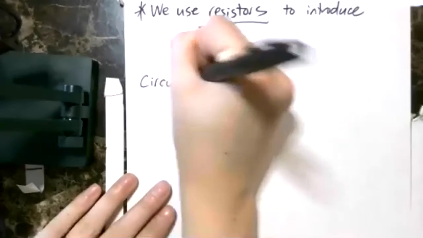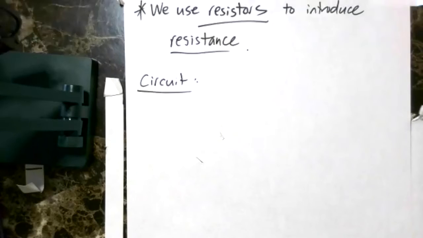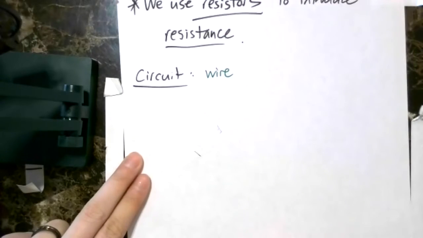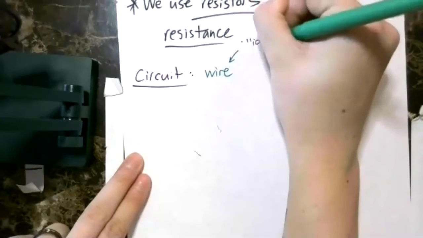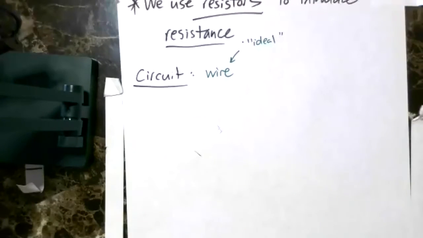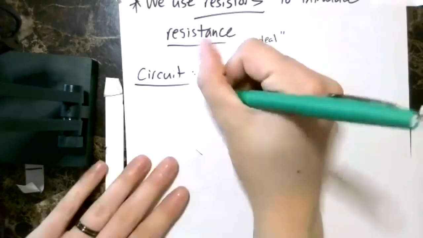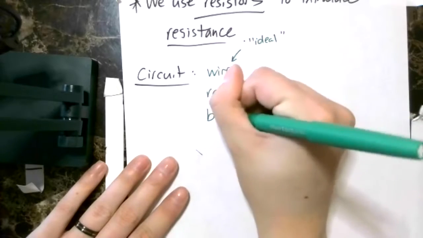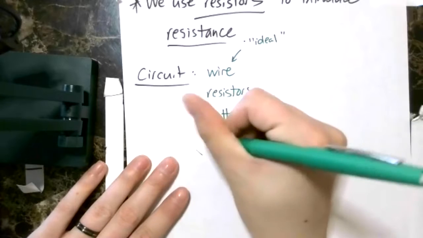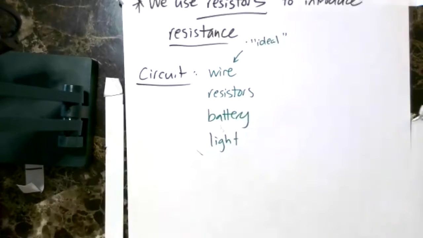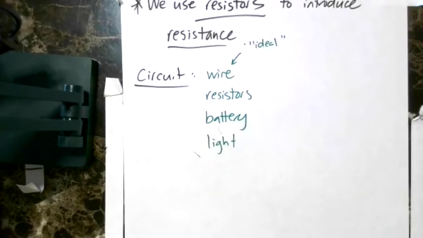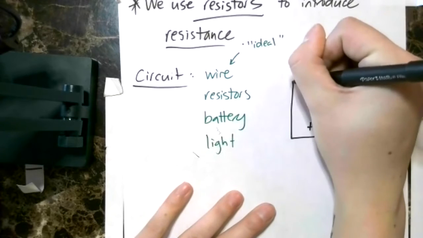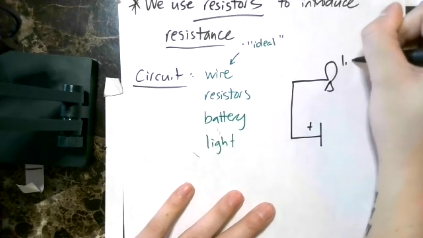So let's consider our simple circuit again, in which we have wire to connect everything. And again, we are considering this wire for right now to be ideal. We also have resistors we can add in. And then let's have an energy source, a battery. And let's have a light bulb that we're trying to light up. So let's draw this. We've got the positive terminal of the battery. We've got my light bulb.